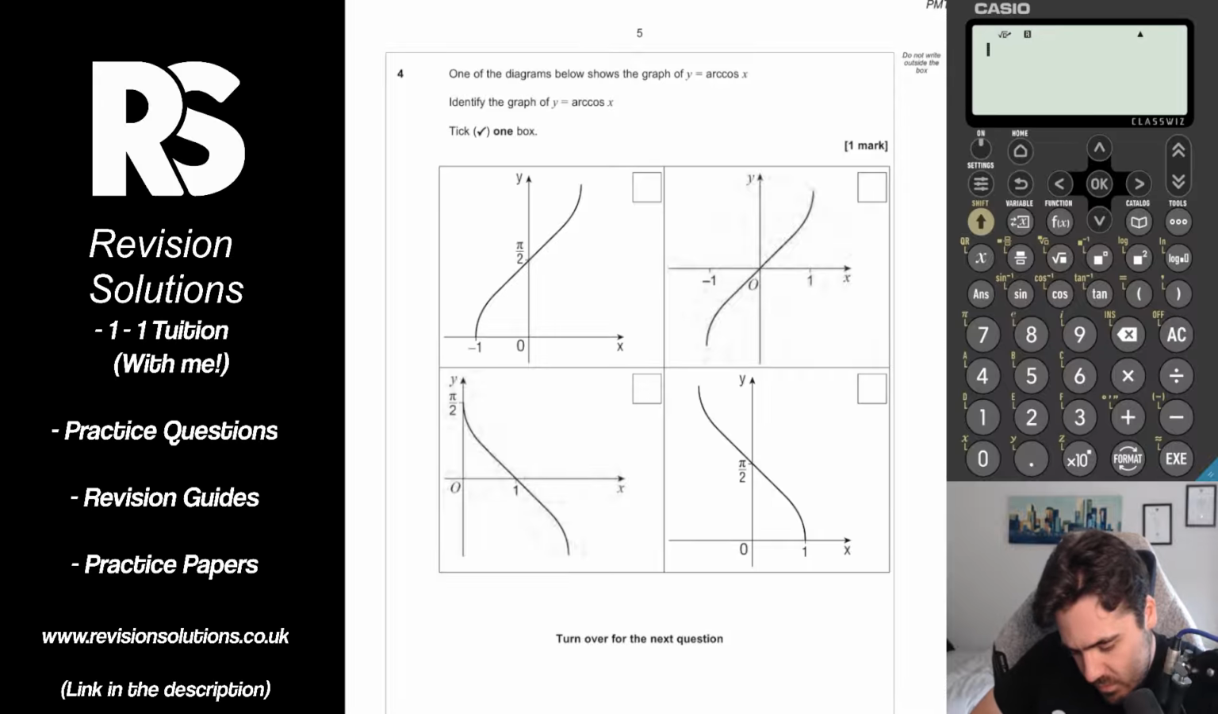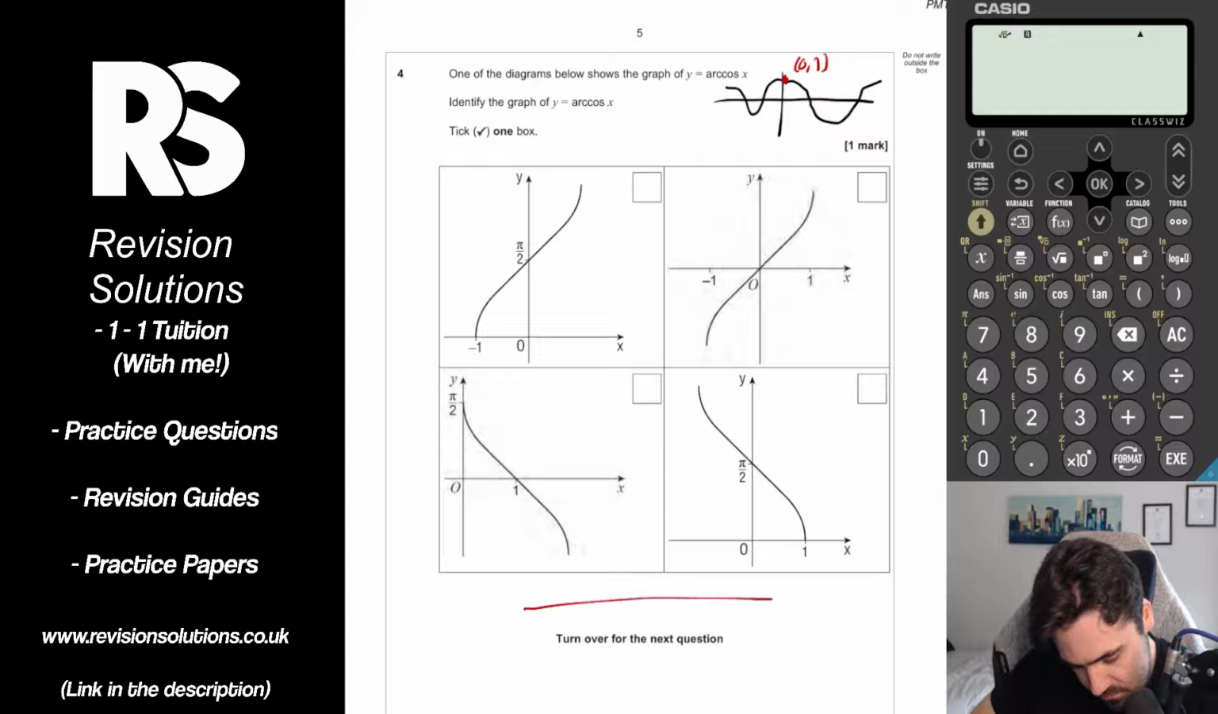For question 4, it says one of the diagrams shows the graph of y equals arc cos of x. Identify which graph it is. Well, arc cos of x is the inverse of cos x. So that would be a reflection of cos x in the y equals x line. And that means the x and y coordinates get flipped around. So if we think about this point here is 0, 1, it would become 1, 0. So the graph we want must go through 1, 0. So that means it could be either the bottom 2, can't be the top 2.